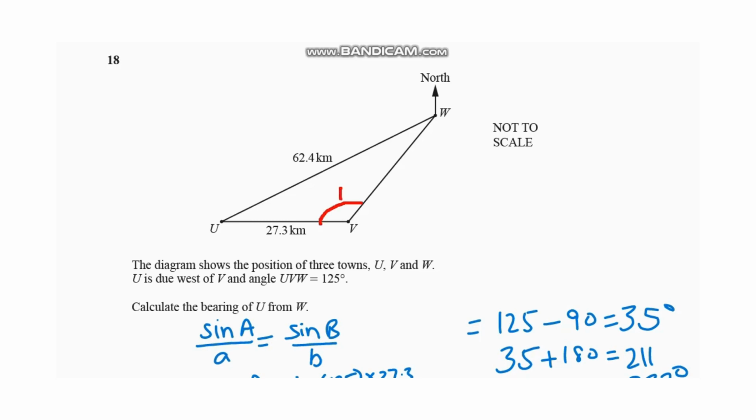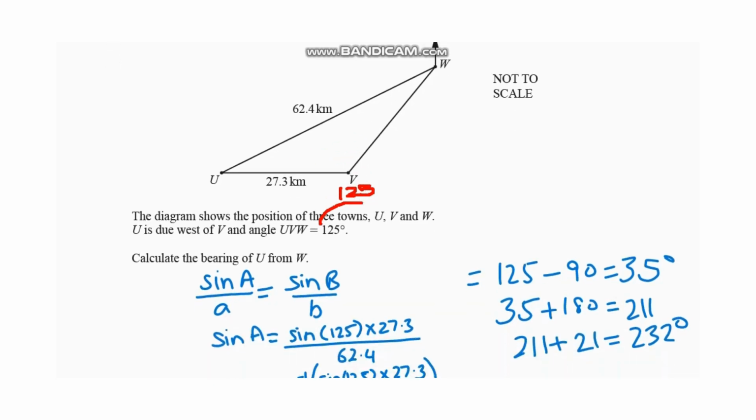Over here we have 125. So what we will do is use the sine rule, which is sine A divided by A is equal to sine B divided by B. So first sine A is 125 divided by A, which is 62, is equal to sine B divided by 27.3.